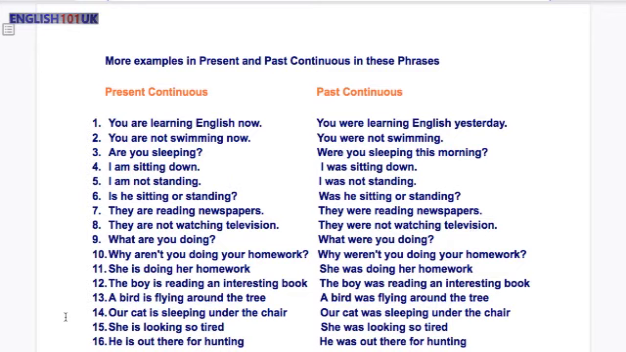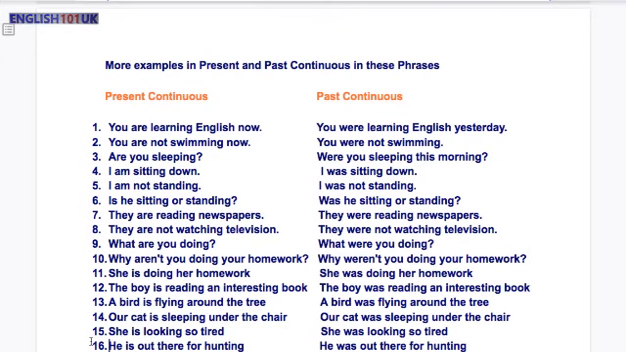Lastly, number 16. He is out there for hunting. He was out there for hunting. So these are the examples in both present continuous tense and past continuous tense.